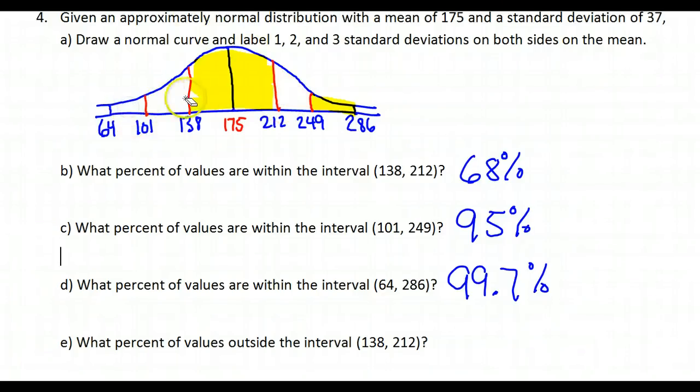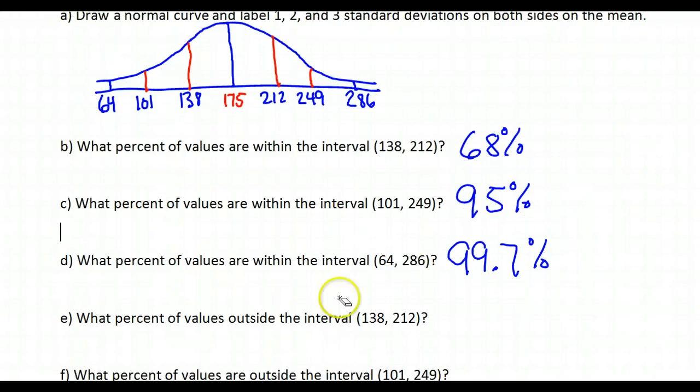Let me clear out this yellow stuff. Now, what percentage of the values are outside the interval 138 to 212? So here's 138, here's 212. Outside that interval means to the left and right of it. So this would be outside the interval. That's what this problem is talking about.